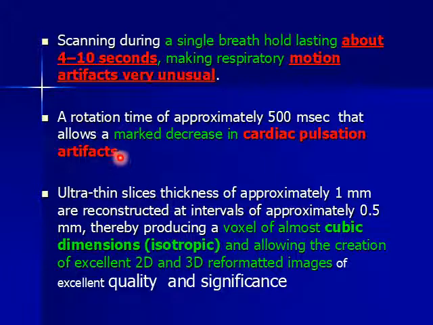Also, as the technology improves, the single rotation of the tube around the patient decreases to less than half a second, which allows us to decrease the effect of cardiac pulsation artifacts on the image. Ultra-thin slices of about 1 millimeter thickness are reconstructed at intervals of about 0.5 millimeter, allowing us to get what is called an isotropic voxel. This isotropic voxel is very important to make perfect quality 2D and 3D reformatted images.